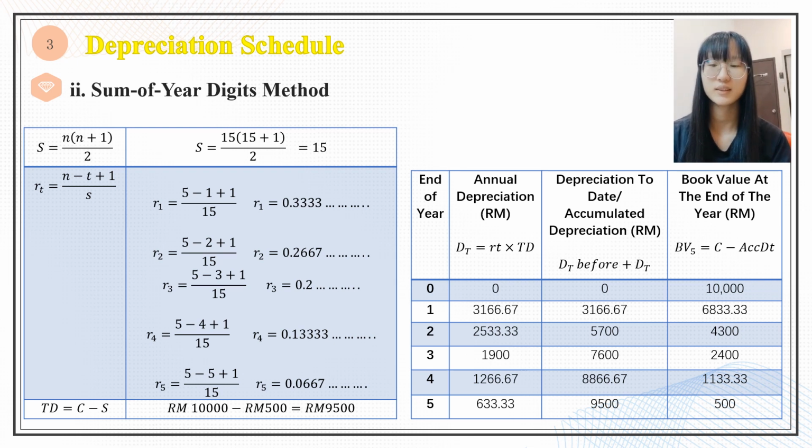This is the table for sum of year digit method. The first column is the annual depreciation. The formula for annual depreciation is DT equal to RT times TD. And the accumulated depreciation is DT before plus DT. And the last column for this table is book value at the end of the year.